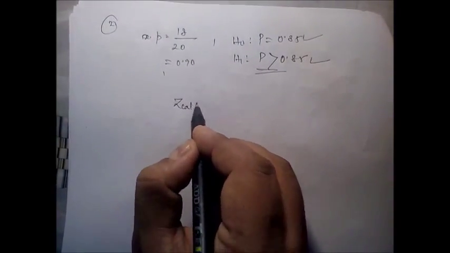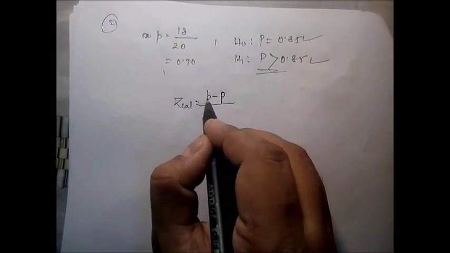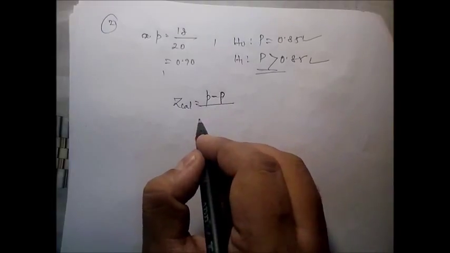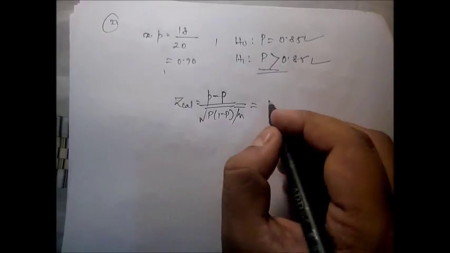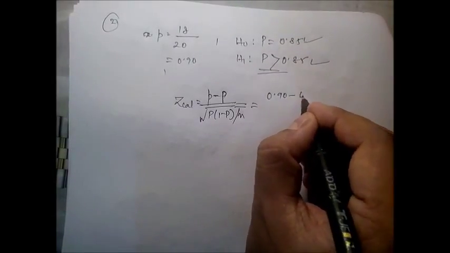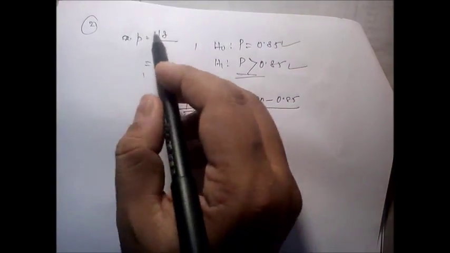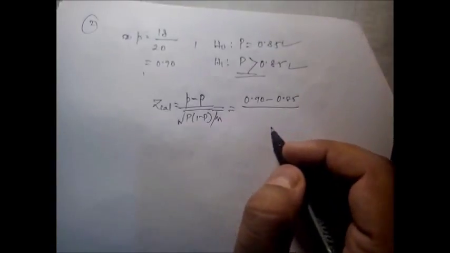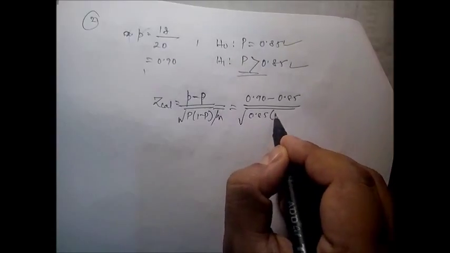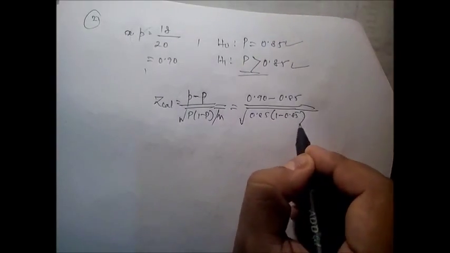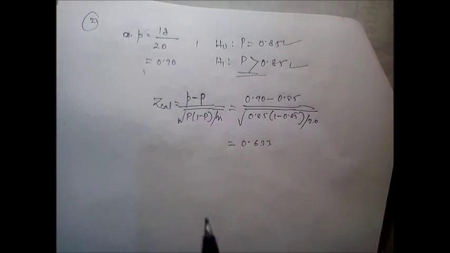Under H0 the test statistic Z calculated is small p minus capital P, divided by the square root of capital P times 1 minus P by n. So small p is 0.90 and capital P is 0.85. Small p is the sample proportion and capital P is the population proportion. So it is 0.85 times 1 minus 0.85 by 20. If you solve it, the answer is 0.633.